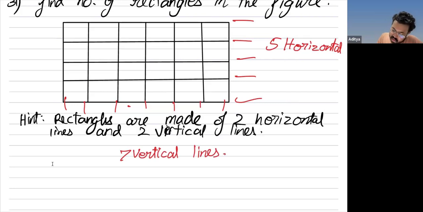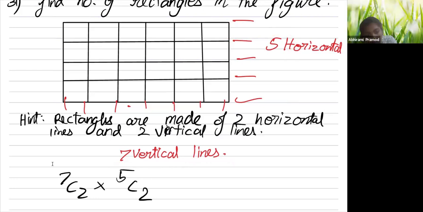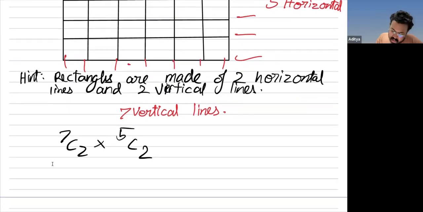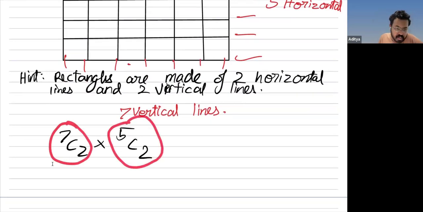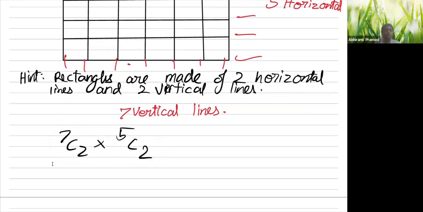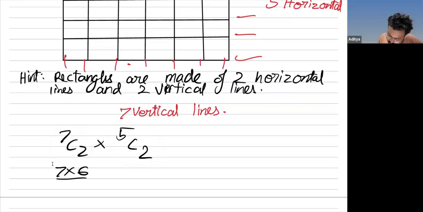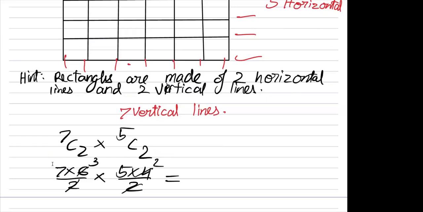So if you have to choose any two out of these 5 and any two out of these 7 to make a rectangle, your total answer will become 7C2 multiplied by 5C2. The ways to choose any two objects will become simply 7C2 and 5C2. So this will become 7 times 6 upon 2 multiplied by 5 times 4 upon 2. That is 210.